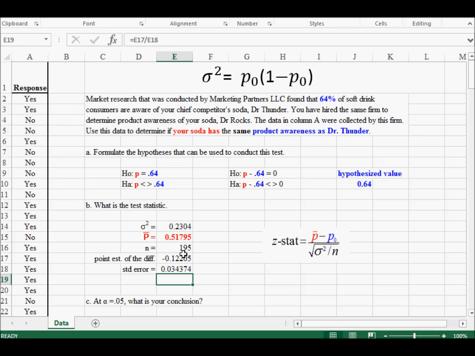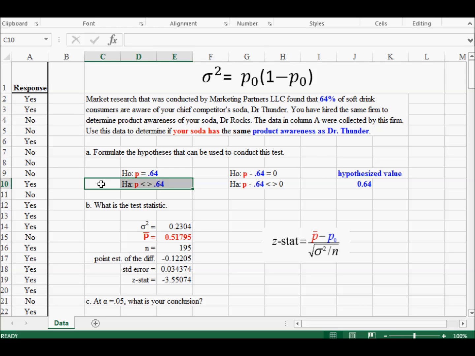And that's your standard error. The test statistic is the ratio of the point estimate of the difference and the standard error. The point estimate of the difference is negative. The z-stat is negative, and so these statistics are pointing to the fact that the difference is negative. So the less than part of the alternative hypothesis is true.